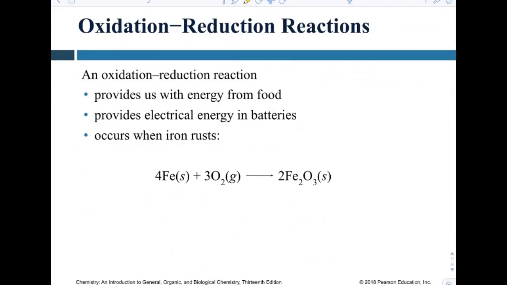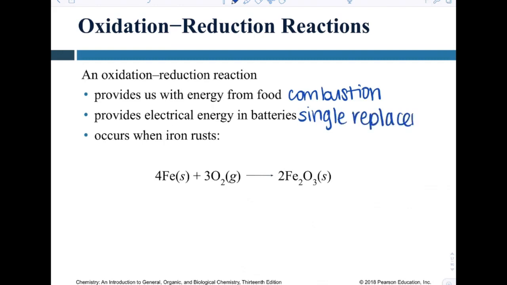An oxidation and reduction reaction happens with combustion reactions, and so when we eat food, those are combustion reactions. And then we have electrical energy in batteries. Those are typically single replacement reactions, where we have electrons being transferred, making electrical energy by those electrons moving. And then iron rusting. Now, if we look at this type of reaction, take a second to identify the type of this reaction. This is a synthesis or combination reaction.